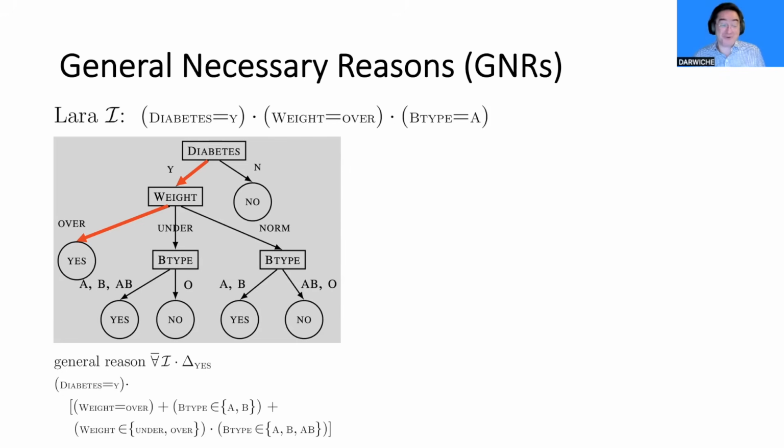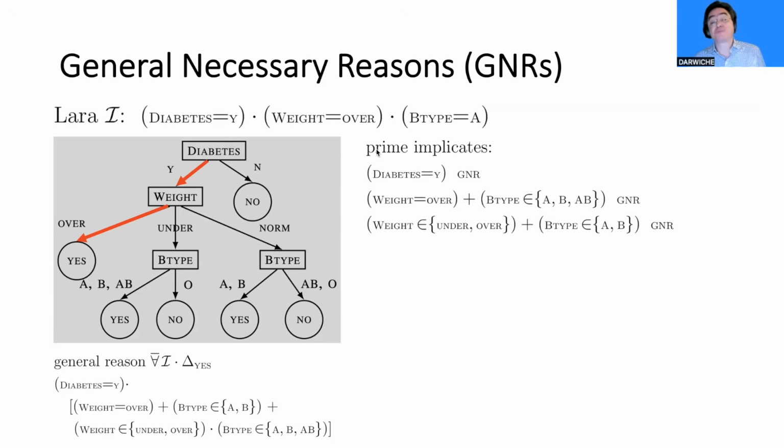Okay, so now we compute the general reason, which we've seen. If you compute its prime implicates, you get 3 of them. And all of them are variable minimal. So all of them are GNRs, or general necessary reasons.